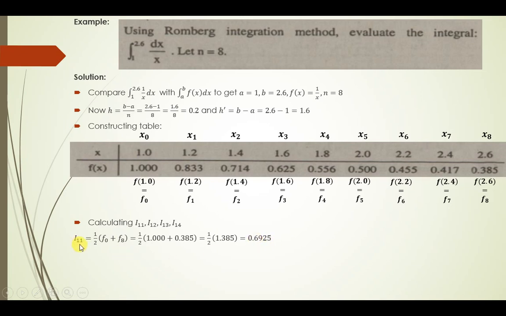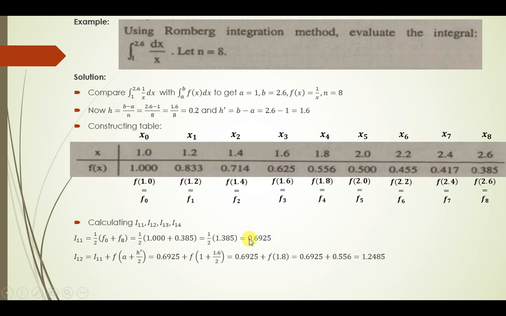This is I11. Now the second thing is we need to calculate I12. The formula for I12 as discussed previously is I11 plus f of a plus h prime by 2. I11 is actually 0.6925.